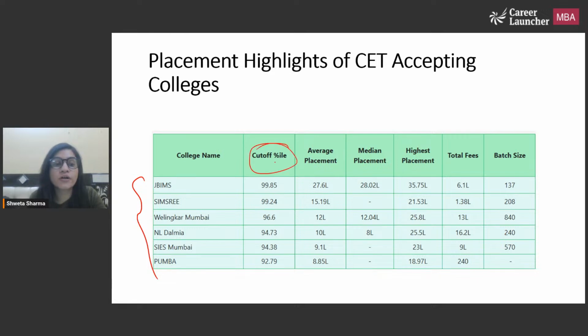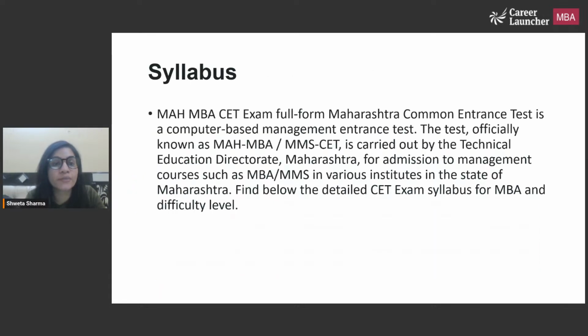So if you score a cutoff percentile of 99.85, you can go to Jamnalal Bajaj, which we just talked about. The average placement was 27.6 LPA, median placement was 28.02 LPA, and highest placement did touch 35.75. This was for last year itself. The batch size is also given on the right side, right? So these are a few handpicked ones, but if you want an entire analysis, probably I'll get the entire report for you as well to look at the placements and accordingly prepare.